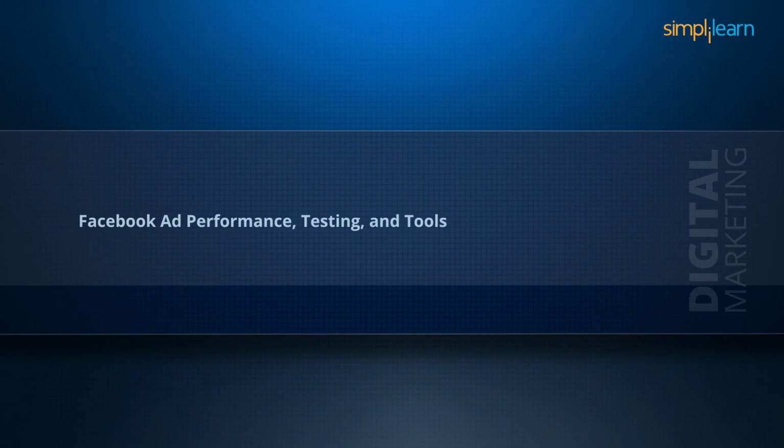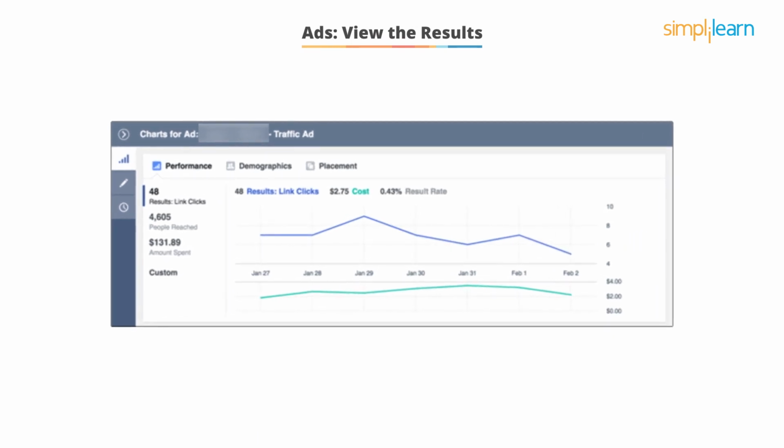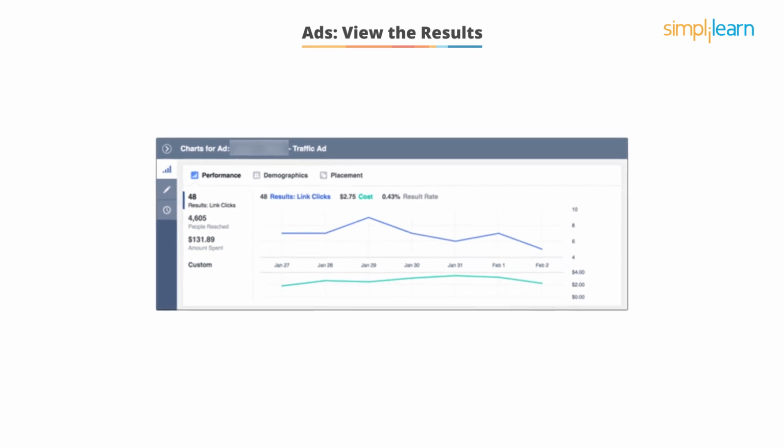Facebook ad performance, testing and tools. Once Facebook has approved your ad, and more about that later, it will start running as per the schedule and budget that you've set. Within Ad Manager, you can see the detailed results of your ads. You will see how many people saw your ad, how many people clicked on it, and how much you've spent on the campaign so far. You can see the results at campaign level, ad set level, and ad level.